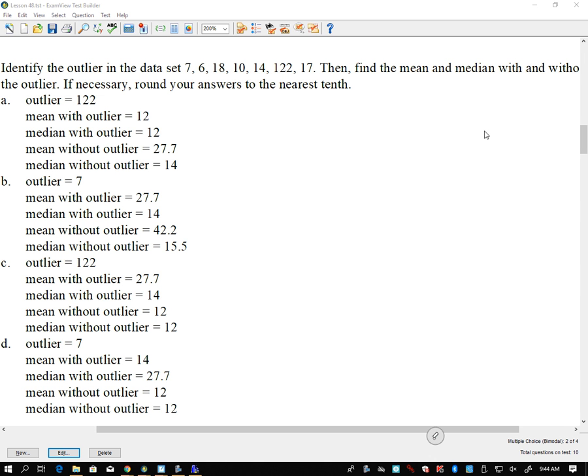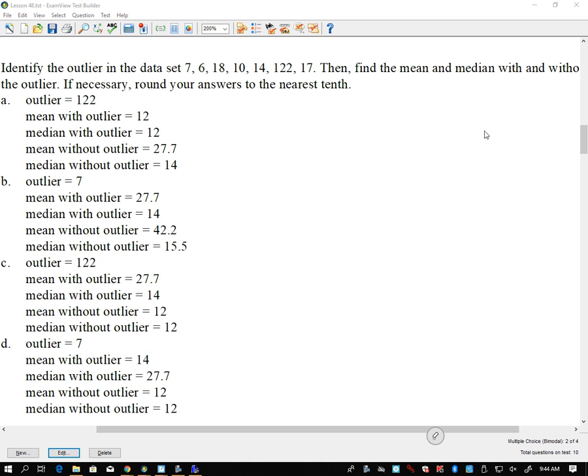If I was plugging my data set into my stat list, I would probably put 122 in last. That way I could go in and real quickly delete it, get all my information, and then check it again. What's it going to do to the average? Is it going to make the average bigger or smaller? It's going to make it larger. So let's just look at the two answers that have 122 as the outlier.